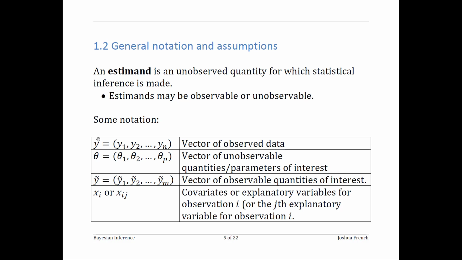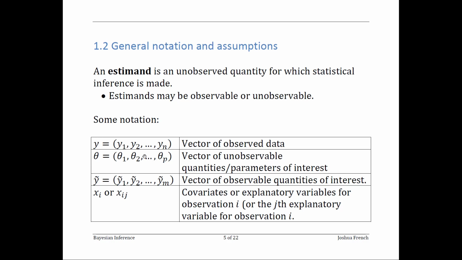The letter Y is going to denote a vector of observed data. Most of the time this is going to be a vector of n values, but it could be a realization of a single random variable. So for example, this could be a vector containing the weights of a sample of words.